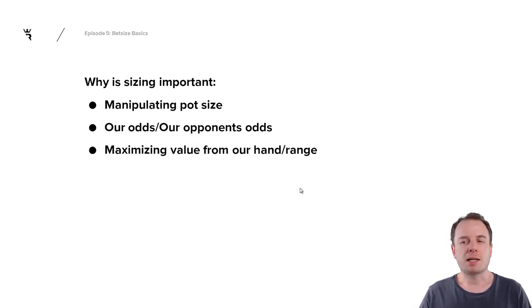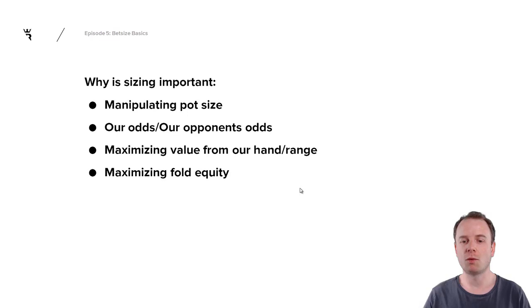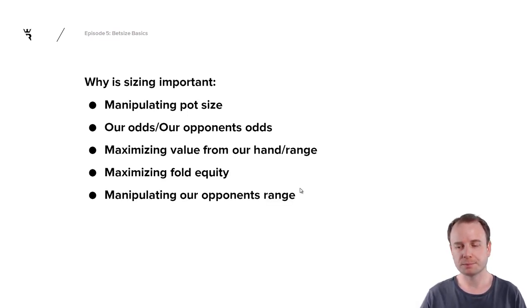It allows us to maximize value from our hand or from our range. Obviously, like I was saying, if you have good hands, we want to be betting bigger in general to be able to maximize our value. And the same goes for maximizing fold equity, like I was talking about as well.